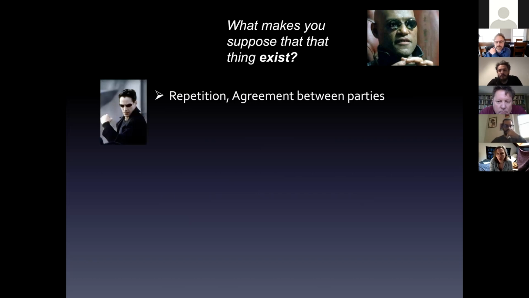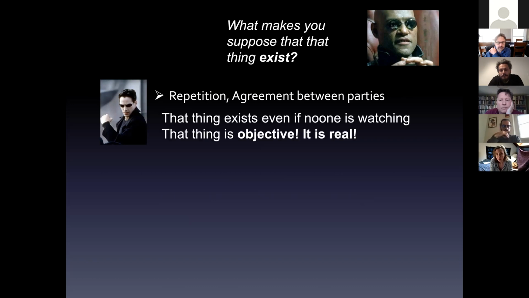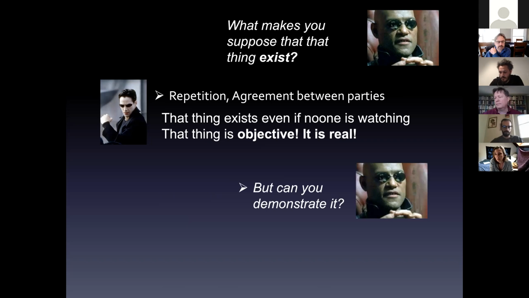So you say, okay, I made the experiment many times. I open my eyes, I close my eyes, I see the computer. So there is a repetition of my experiment and my perception. And then I can also call Trinity, and Trinity will also be able to check that there is a computer in there. So there is an agreement between parties. And this repetition, this agreement between parties, this makes you think that basically this computer exists. And more than that, this computer exists even if no one is watching. So that computer is objective. It is real.